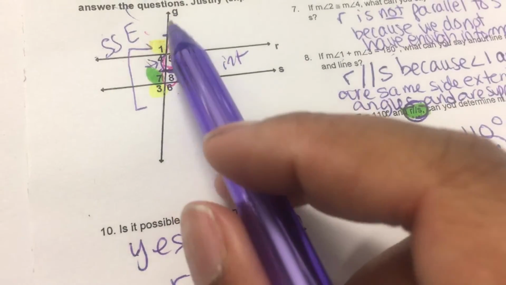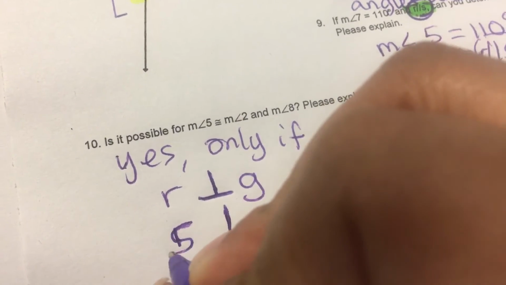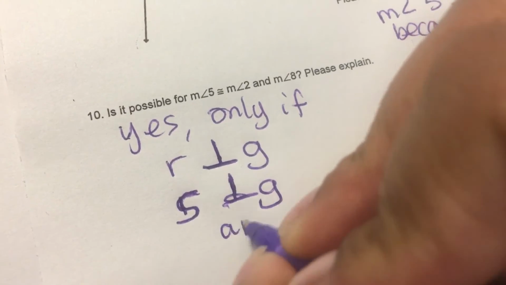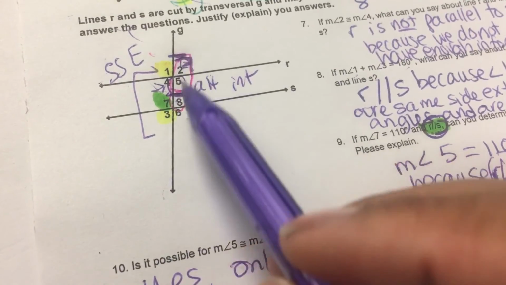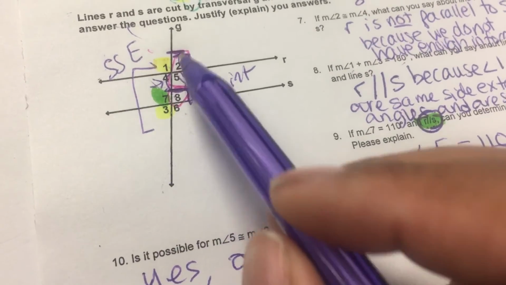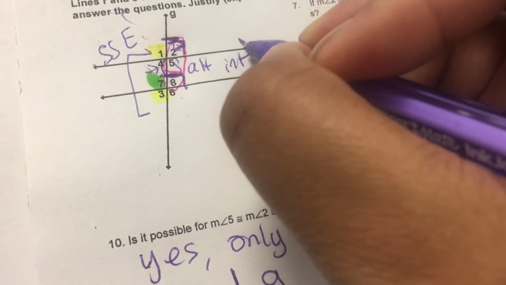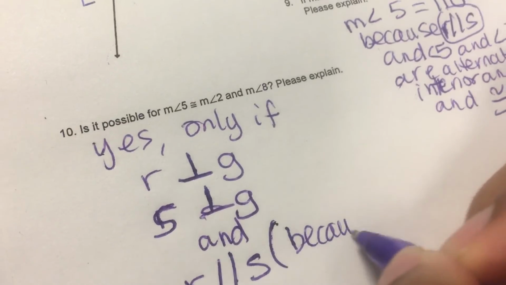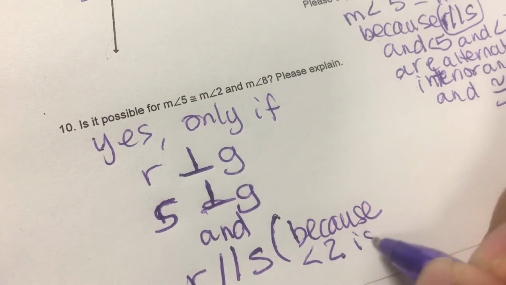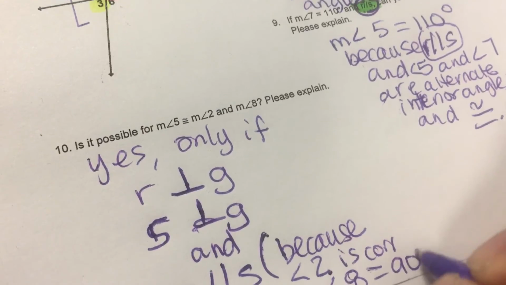So R perpendicular to G, that's the symbol for perpendicular. S is perpendicular to G. See that right angle? Makes S perpendicular. And R is parallel to S. How do I know they're parallel? Because of corresponding angles. If both of these, 2 and 8, are right angles, that means that R and S are parallel. You can even write that if you want. Because angle 2 is corresponding to angle 8. And they both equal 90 degrees.